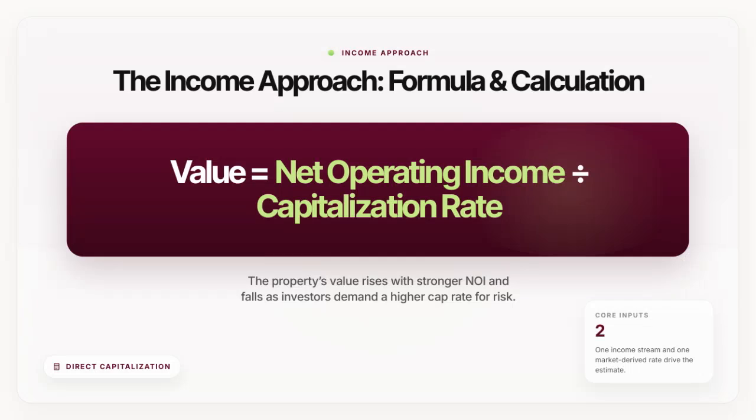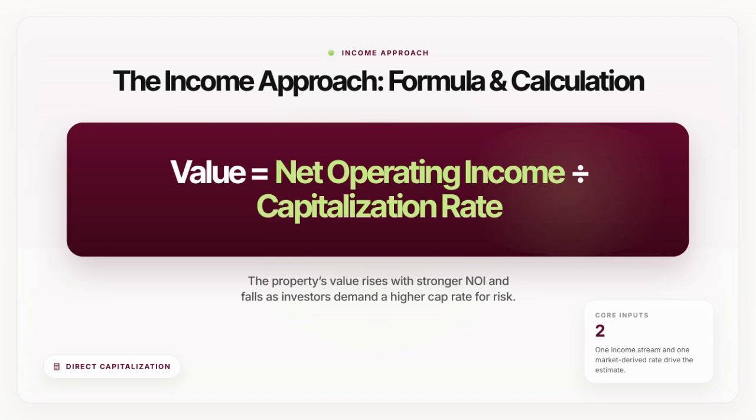Here, we're focusing on the income approach to property valuation, which is a fundamental method used by investors. The core concept is that a property's value increases when its net operating income, or NOI, goes up. Conversely, the value decreases when investors require a higher capitalization rate due to increased risk. The formula is straightforward. Value equals net operating income divided by the capitalization rate. This is referred to as direct capitalization, where we rely on one primary income stream and a single market-derived cap rate to estimate the property's value.